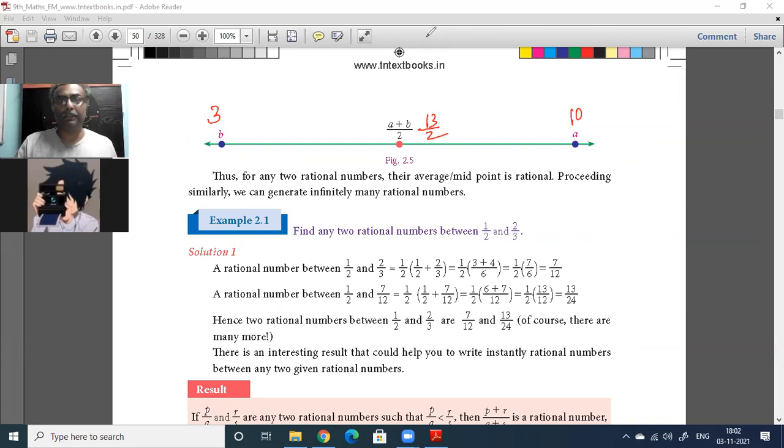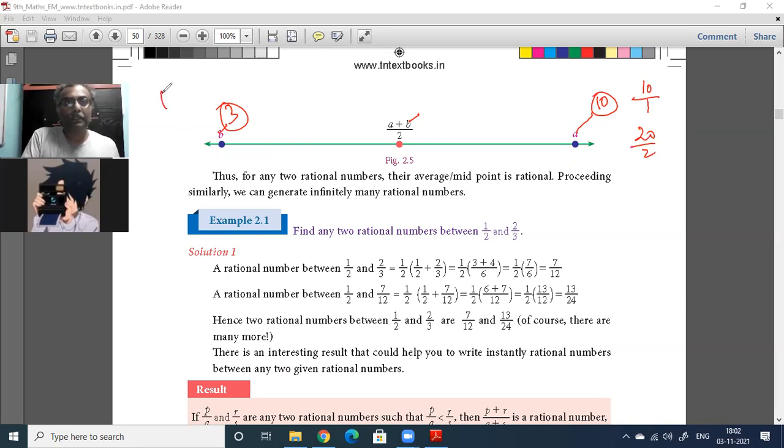So for any two rational numbers, their average or midpoint is rational. This is the most important thing. Any two rational numbers, their average or midpoint is also rational. Now here I took only an integer and another integer, but this became a rational number. Integers are also rational numbers. They can be expressed as fractions, 10 by 1 or 20 by 2. 3 can be expressed as 6 by 2. So whenever you can express any number in a by b form, it is a rational number. So 10 is also a rational number, 3 is also a rational number, and 13 by 2 is also a rational number.